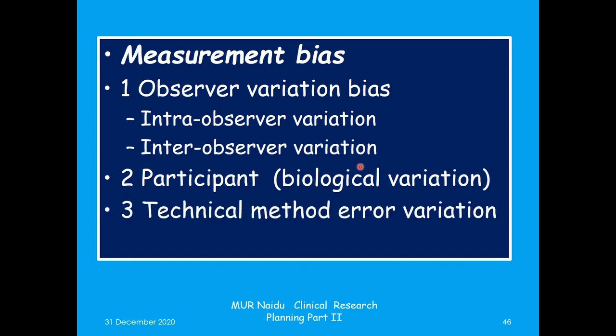And third is the technical method error variation, because in clinical trials various techniques are used for recording various parameters, starting from ECG, recording of X-ray, then doing a lot of investigation in the lab. So there may be a possibility of bias occurring by a technical person when he is recording a particular parameter. So measurement bias may be because of observer's variation, or from the participant, or from the technical person who is doing a particular method.